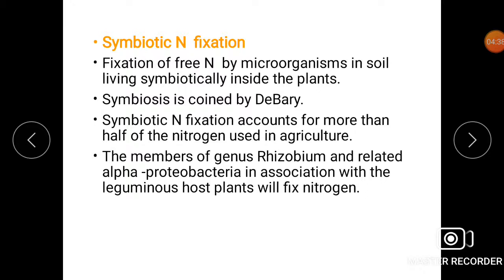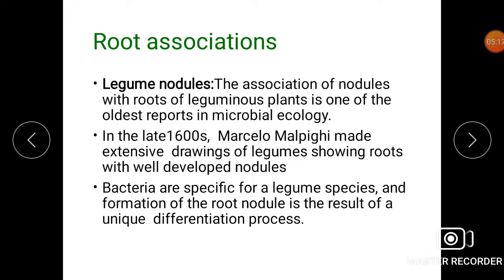Other examples of symbiotic nitrogen fixers. Symbiosis was coined by De Bary, and symbiotic nitrogen fixation accounts for more than half of the nitrogen used in agriculture. The members of genus Rhizobium and related alpha proteobacteria in association with the leguminous host plant will fix nitrogen. And the root associations, legume nodules.